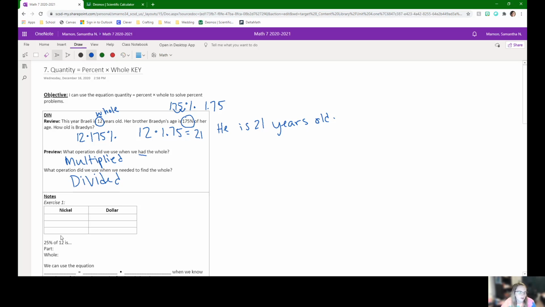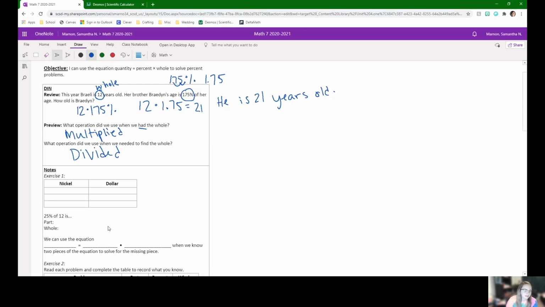For this next one, we got to think about a nickel. So a nickel and a dollar. When we think about a nickel, how would we write that? A nickel is worth 5 cents. So we would write it as 0.05. And we would write a dollar as 1.00. A nickel is 5 cents. A dollar is 100 cents. So this is 5 out of 100. A dollar is 100 out of 100. Or a nickel is 5% and a dollar is 100%.